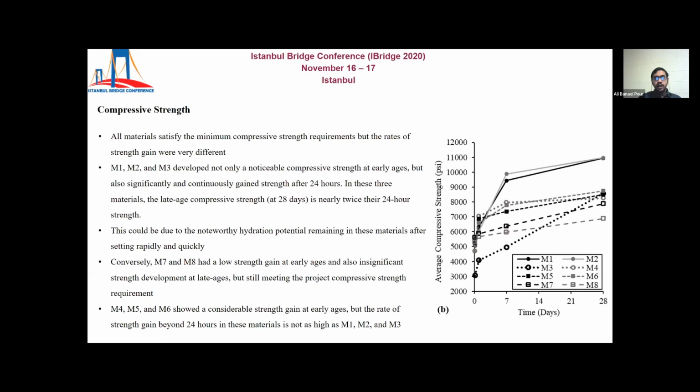On the other hand, for M7 and M8, we observed a low strength gain at early age and also insignificant strength development at late ages. But still, all these materials met the project compressive strength requirement. M4, M5, and M6 showed a considerable strength gain at early ages, but the rate of strength gain beyond 24 hours in these materials is not as high as M1, M2, and M3.